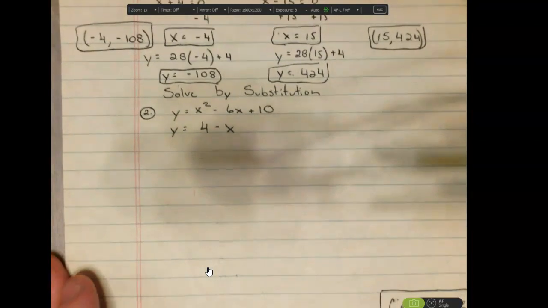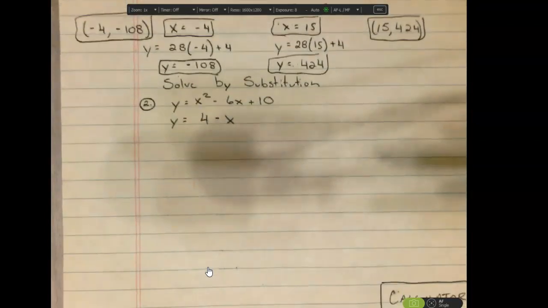Let's look at maybe a second way of solving these, and this is by substitution.